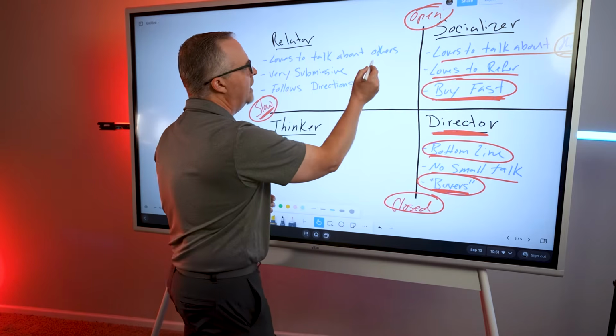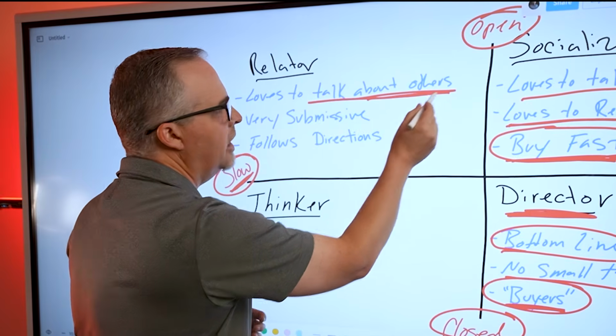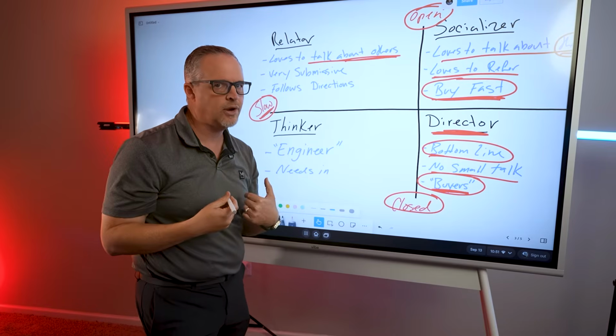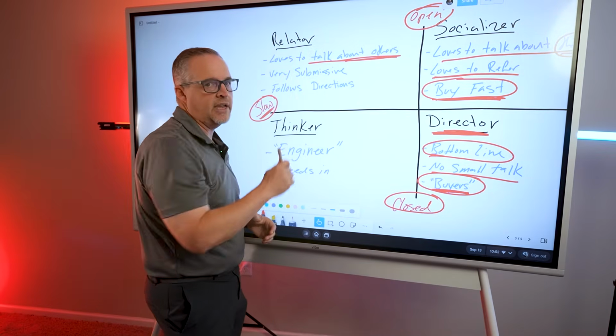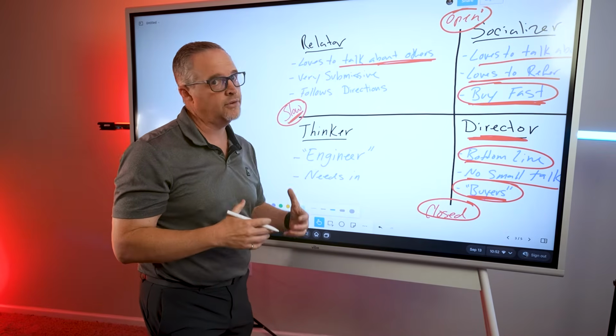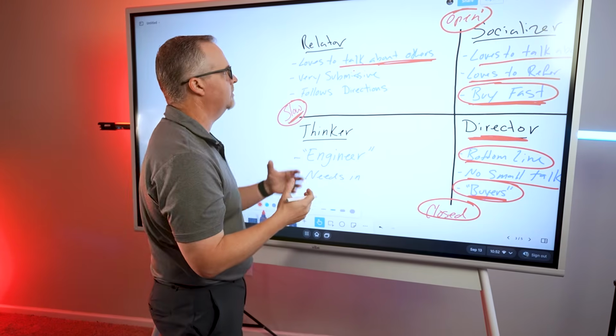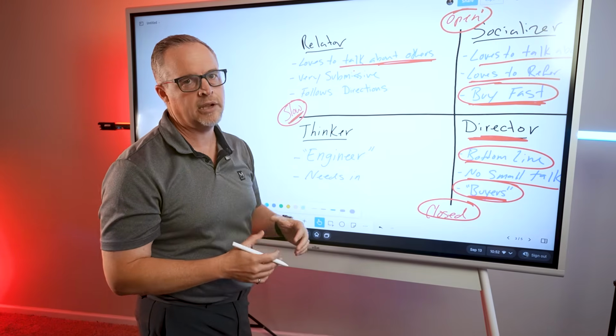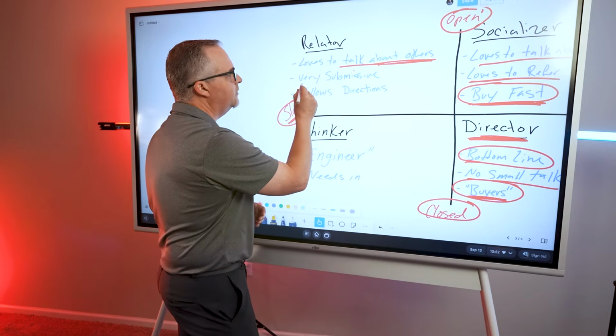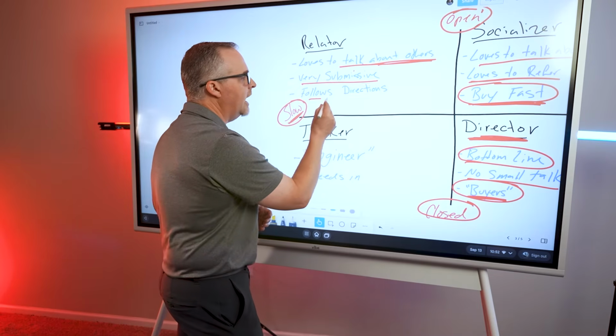They love to talk about others. They don't always like to talk about themselves. They think that if they talk about themselves, that they're very arrogant. So talk about their family. Relators always love to talk about their friends and family. They're also very submissive and they follow directions.